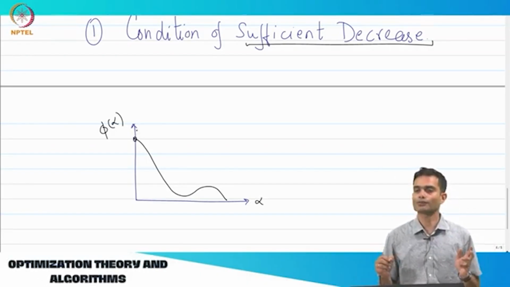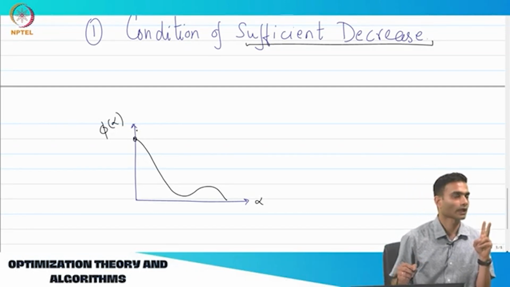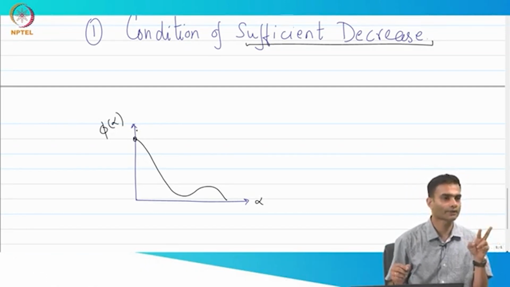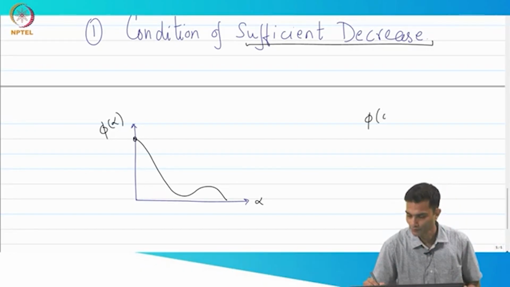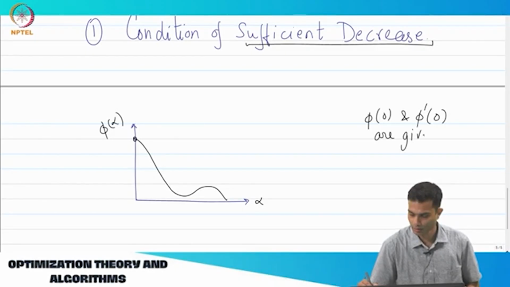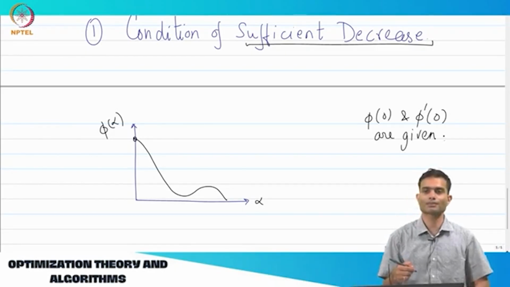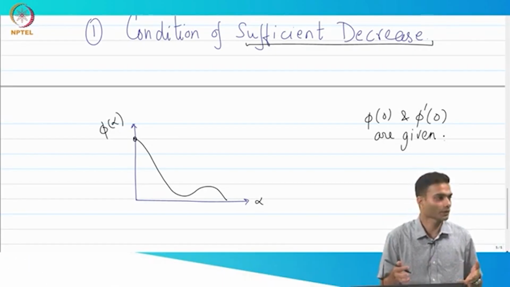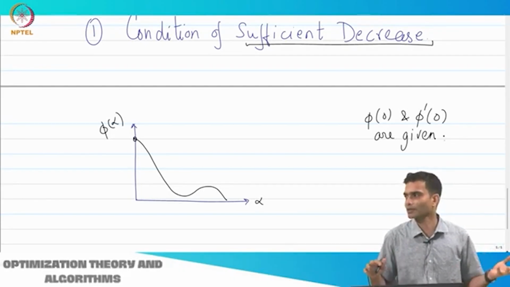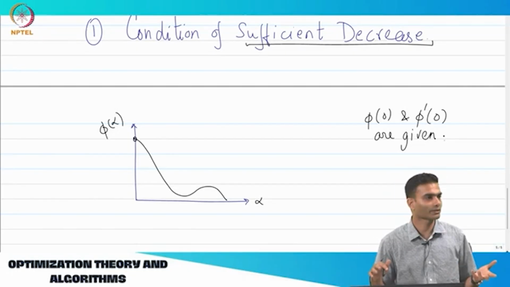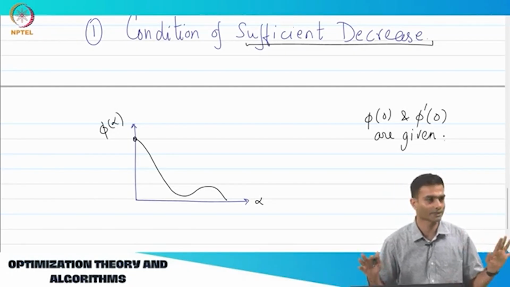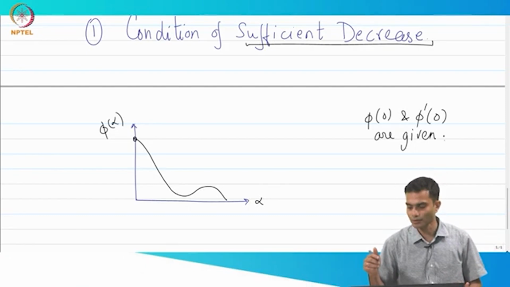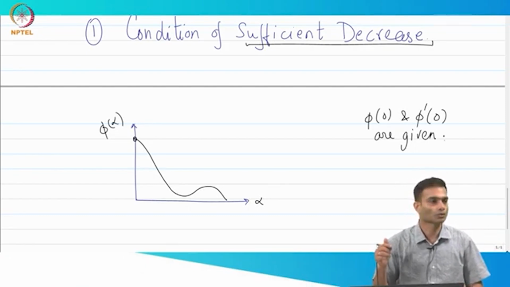Supposing at alpha equal to 0, I give you two pieces of information. I give you the function value and I give you the derivative. So I am giving you phi of 0 and phi prime of 0, right. This is in some sense the bare minimum information that needs to be given to you to proceed over here. You are also given the descent direction, we are not trying to compute it. For example, it could be gradient descent direction, it could be conjugate gradient, it could be Newton method, that is given to us, right. So you are given phi 0, phi prime 0.